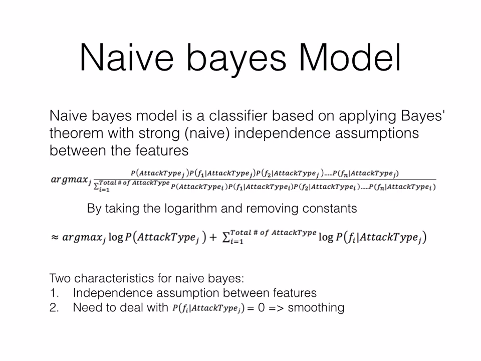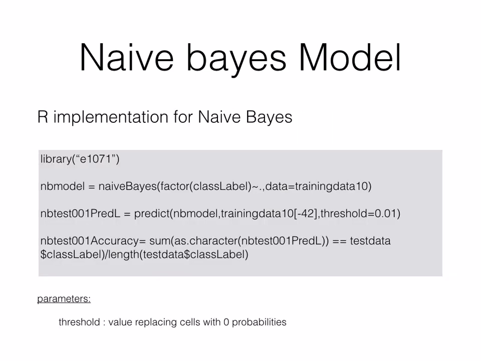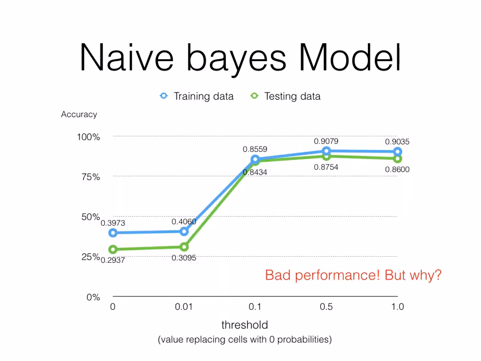So you are trying to maximize this, but as you can see, this will cause a problem because the probability of a feature given a tag type may be 0, so you cannot take log 0. You need to do some smoothing. This is the R implementation for naive Bayes, and as you can see, it doesn't have any very complicated structure. The parameter we have here is called threshold, which is about how to do smoothing, a value replacing the 0 probability.